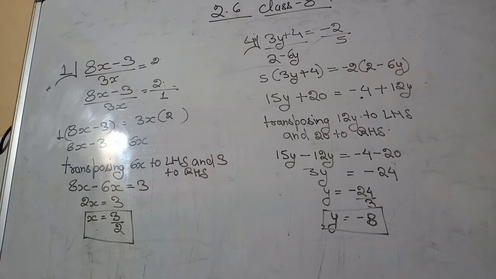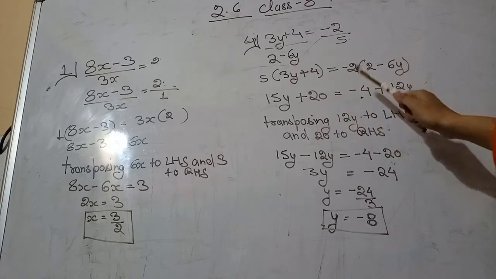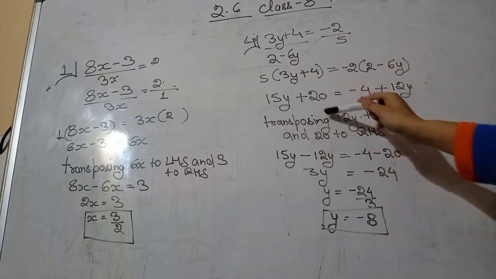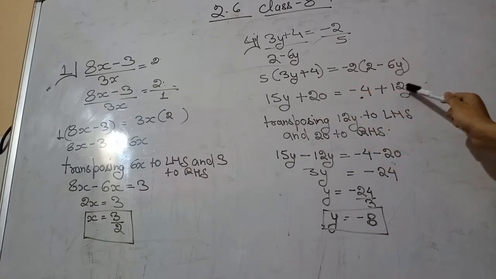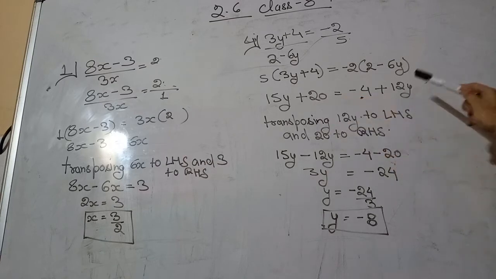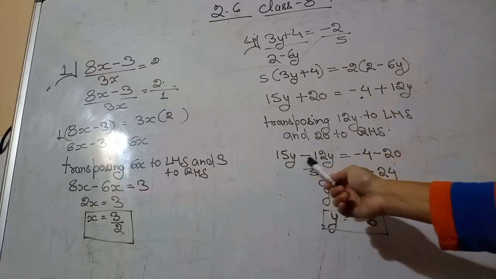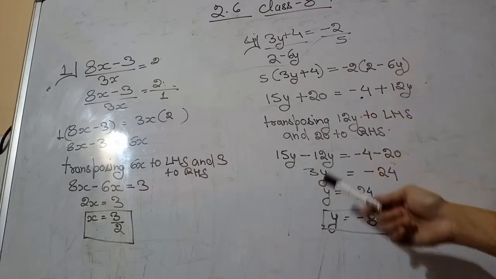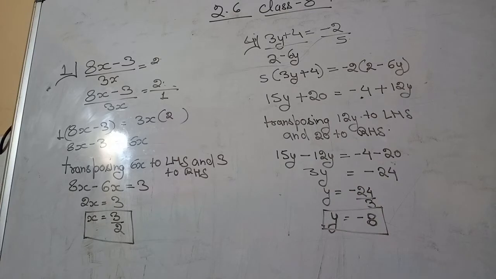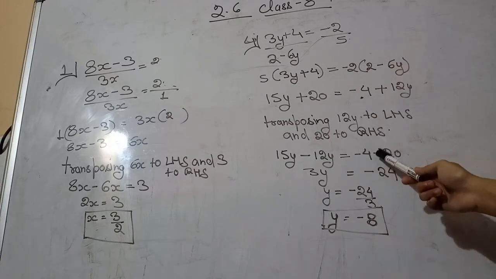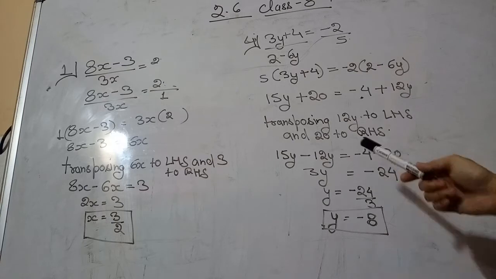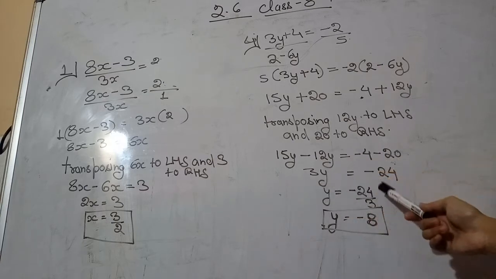Okay. Now here you can see this is a variable and this is also a variable. This is one constant and this is also one constant. So the next thing we have to do is transpose the variable to one side and the constant to the other side. So transposing 12y to the LHS and 20 to the RHS. Now see, 15y minus 12y equal to minus 4 minus 20. Now 15 minus 12, how many y remaining? Only 3y remaining. Minus 4 minus 20 gives 24 with a minus sign. So 3y is equal to minus 24.